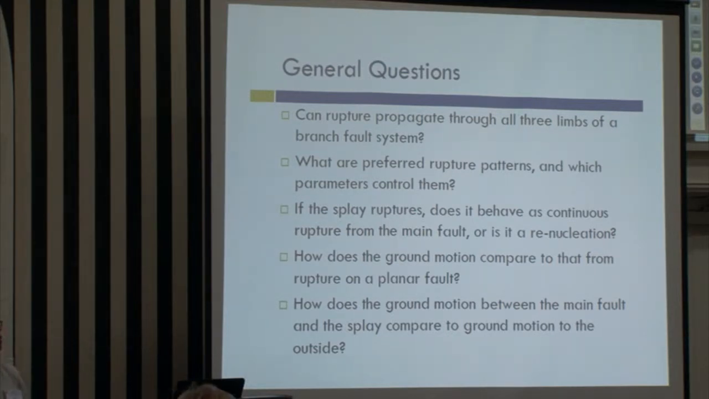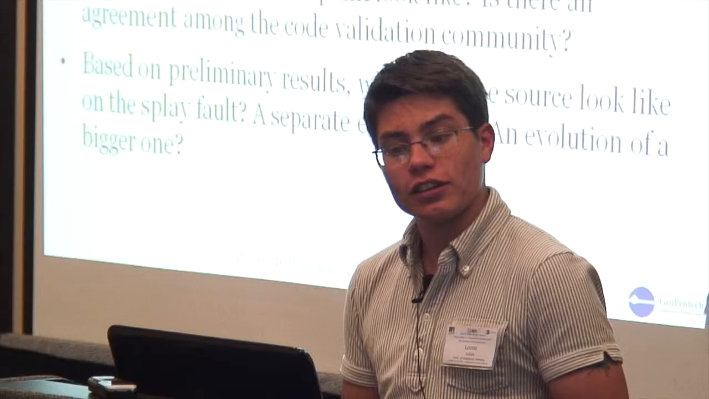Then if that splay does rupture, is the rupture behavior continuous from the main fault? As if, do the rupture contours continue going as if there were no discontinuity, or do you actually have to have a renucleated rupture on that splay fault?